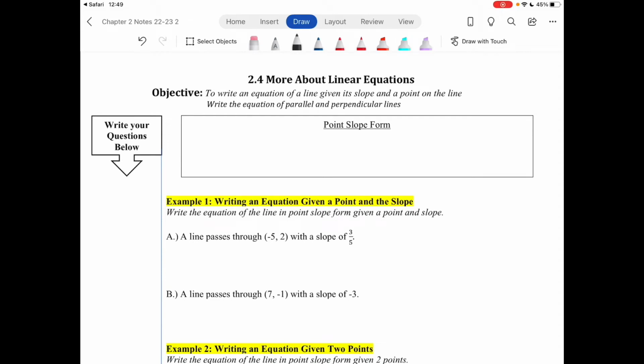In 2.4, we're going to learn more about linear equations. We're going to learn how to write the equation of a line given its slope and a point on that line, and how to write the equation of parallel and perpendicular lines.